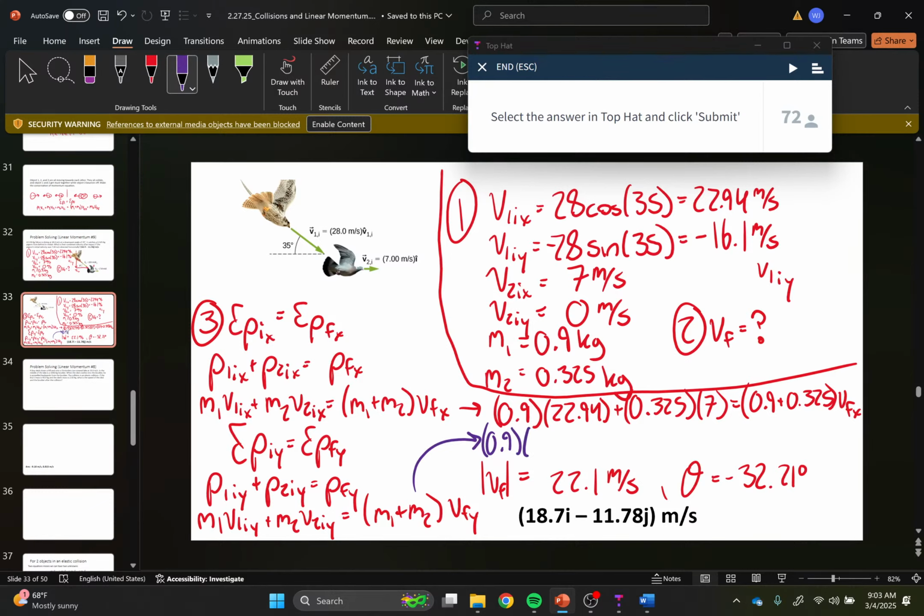All right, and then you do the same thing for the y direction. 0.9 times, and this is where the mistake will happen. If you all make a mistake on this problem, it's probably because you forgot the negative sign. That is going to be the mistake. Then plus 0.325 times 0. That term goes away. So this problem is to show you how to do x and y. It's just the same process, just do it twice. All the x's together, all the y's together.